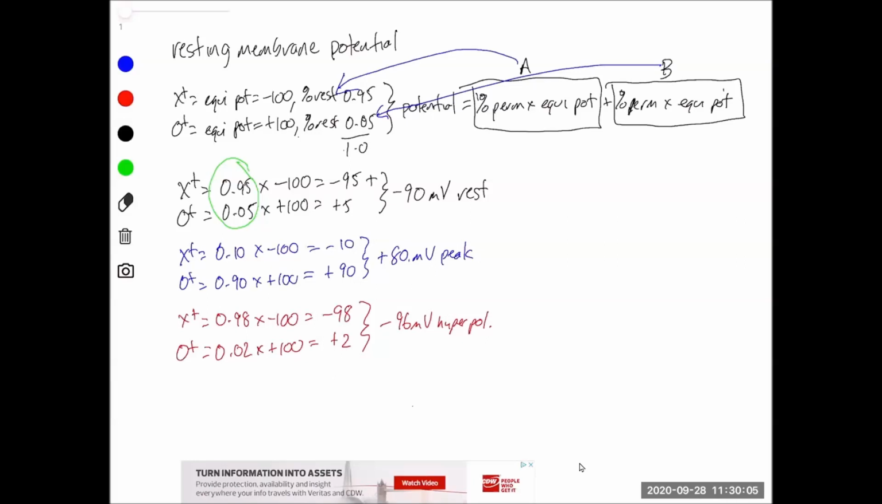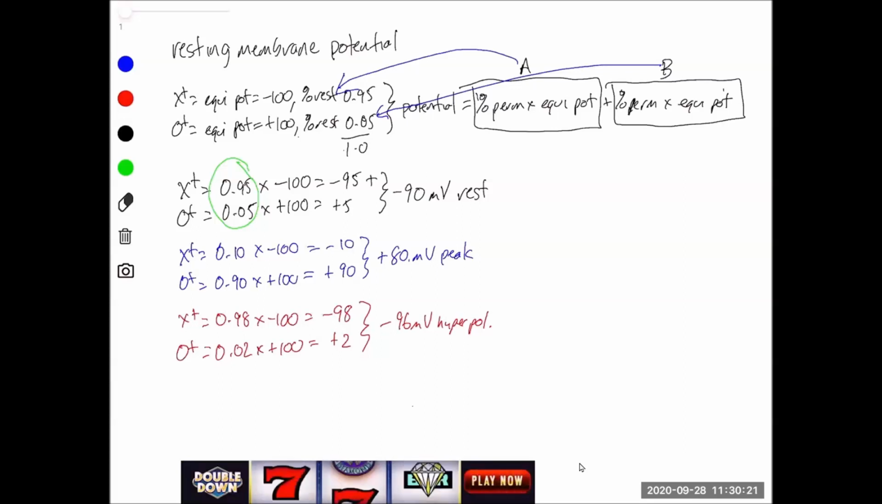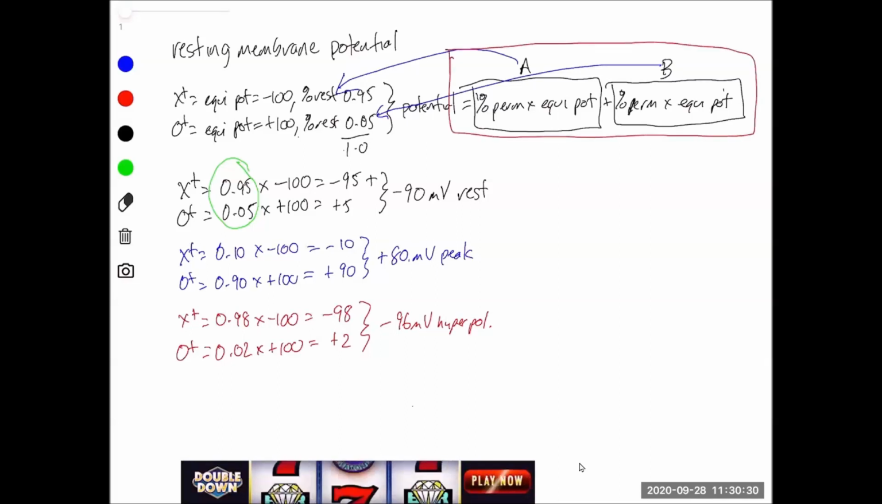So those are the values that we need for rest, peak, and the hyperpolarization. Again, you don't always get hyperpolarization, but if it is there, then you can easily calculate it. And basically, we use the exact same equation, right? This equation, again and again and again. So if you don't know how to apply this equation, you're not going to be able to do this problem. And in fact, you can't do the last part of this problem as well.